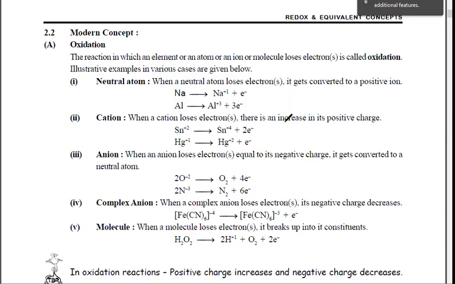Okay, very good, everyone. So in general, I can say that positive charge increases and negative charge decreases in oxidation. Yes or no? Doesn't matter which anion, which cation, which molecule you are taking, because if you're losing electron, then the negative charge will decrease and the positive charge will increase. Right, everyone?